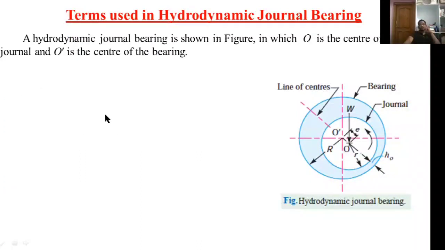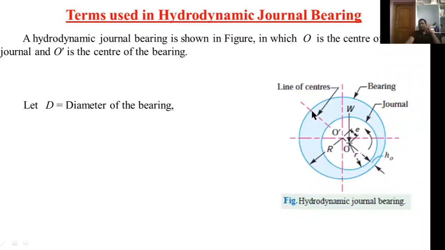A hydrodynamic journal bearing is shown in the figure, in which O is the center of the journal and O dash is the center of the bearing. First one is capital D, which equals the diameter of the bearing. This outer circle is the bearing.